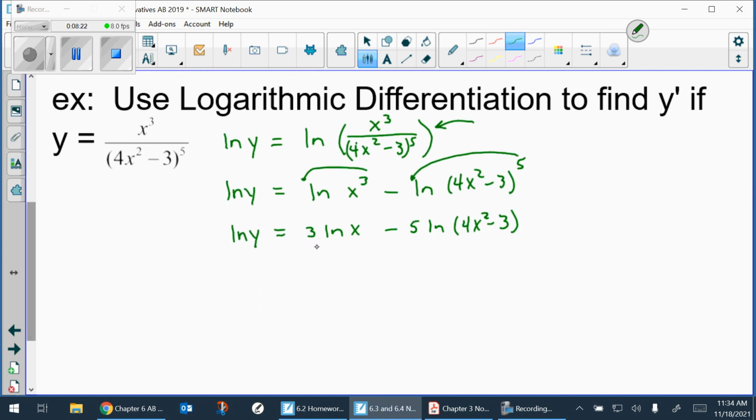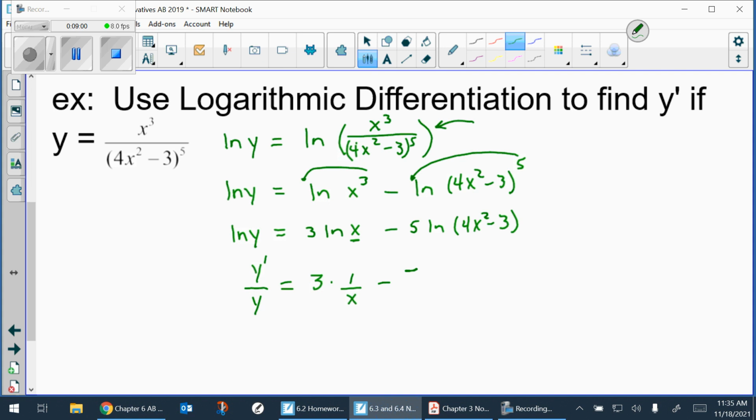But before I take the derivative of what I see over here on the right, I'm going to find the derivative of what I see on the left. And the derivative of the natural log of something is the derivative of the something divided by the something. The derivative of y is called y prime. The something in this case is y. Now I need the derivative of 3 natural log of x. 3, come along for the ride. And now I've got to have the derivative of natural log of x, which is the derivative of the something over the something.